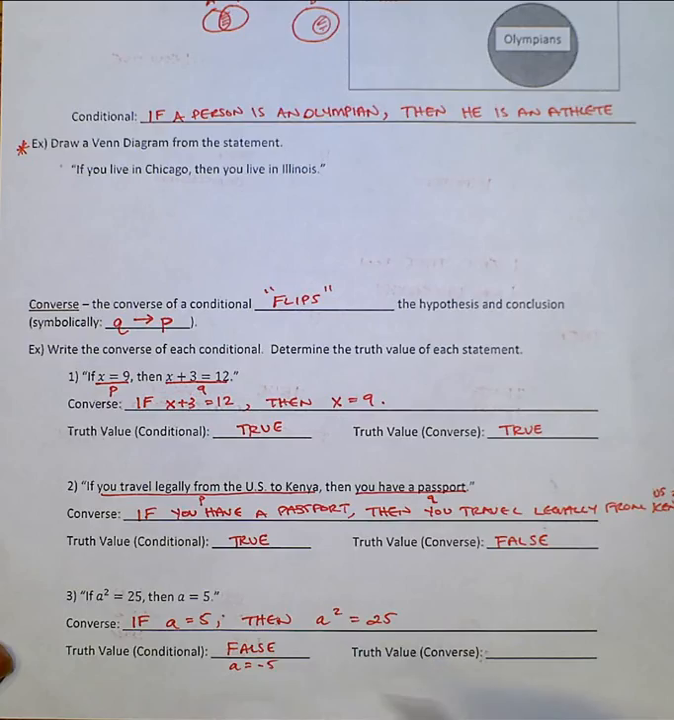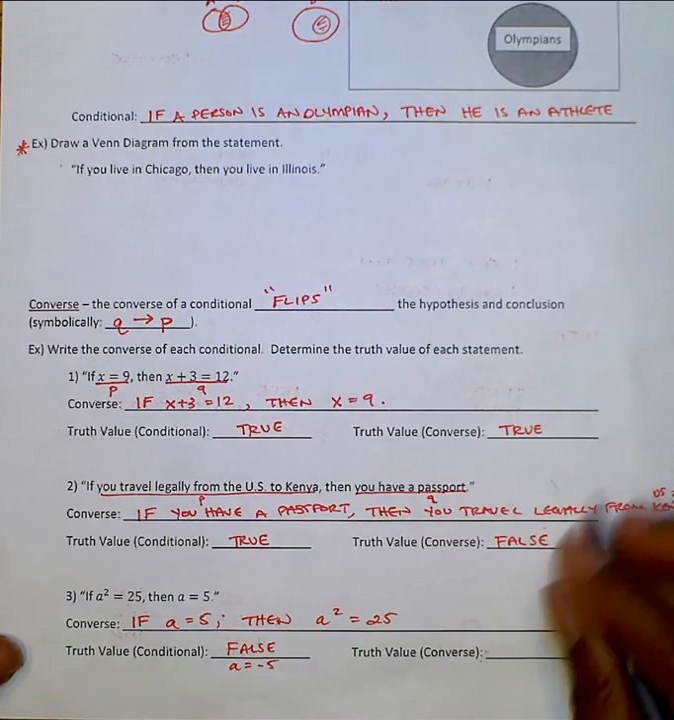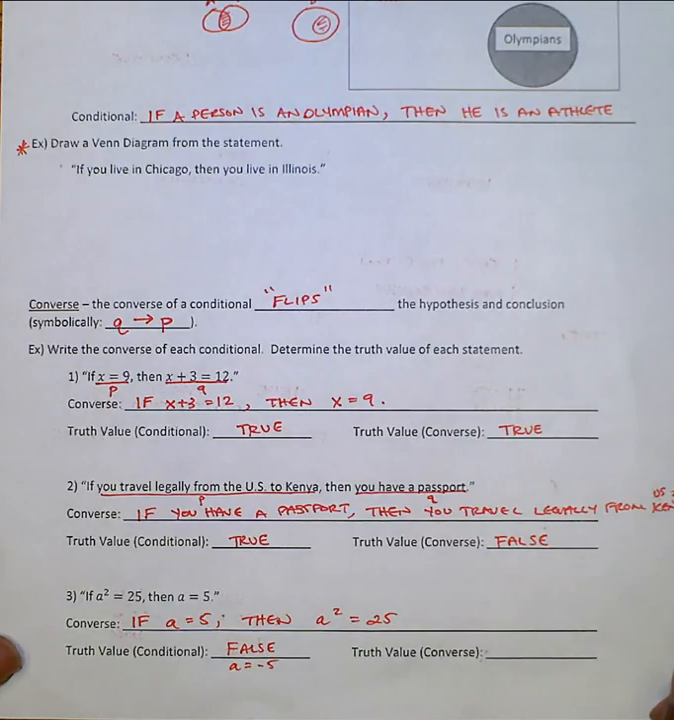Again, it's really important for us to provide those counterexamples when we're saying that something's false. Even if they don't ask us to provide it, that's where our thought should be: what's the counterexample to say if this is right or wrong. And then our truth value for the converse, if a equals 5, then a squared equals 25. Well, yeah, if a is 5, 5 squared is 25. That's true.